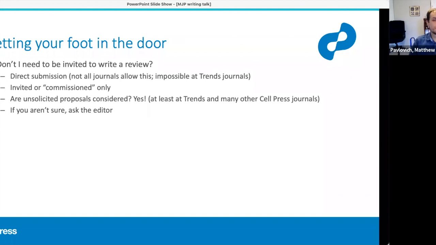This varies from journal to journal. So one thing I don't want you to take away is, okay, this is how it works at the journal that I edit. Therefore, it's how it works at every single journal. So if you're not sure how it works at the journal that you're interested in, just ask the editor.